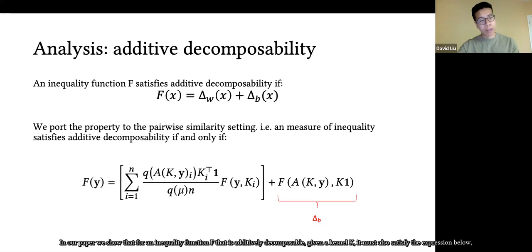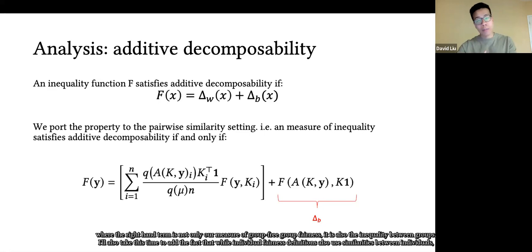In our paper, we show that for an inequality function f that is additively decomposable, given a kernel K, it must also satisfy this expression below, where the right-hand term is not only our measure of group-free group fairness, it is also the inequality between groups.